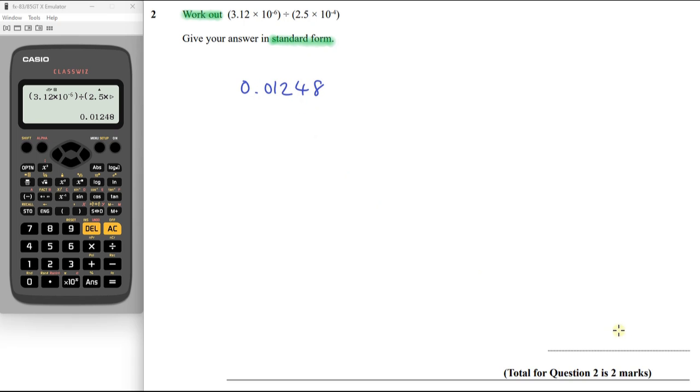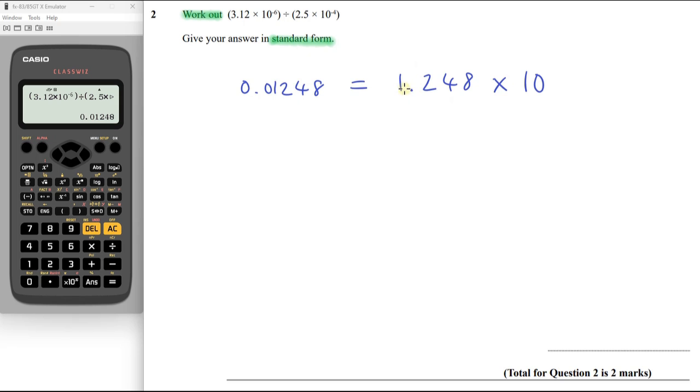0.01248, but I'm not going to write that in my answer line because we need to give our answer in standard form. So our base number is going to be 1.248 because it always has to be between 1 and 10. And then we're going to multiply by 10.